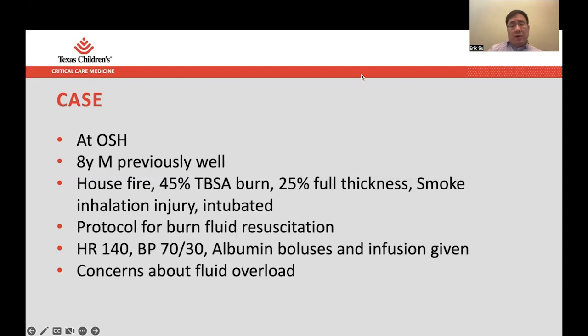And so we end up at a crossroads sometimes with these patients as to whether or not we should continue with boluses and run the risk of overload, or if we should be using more of a vasopressor inotrope type of strategy. So let's see.